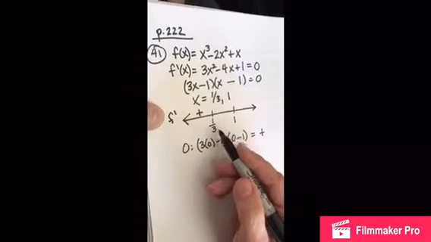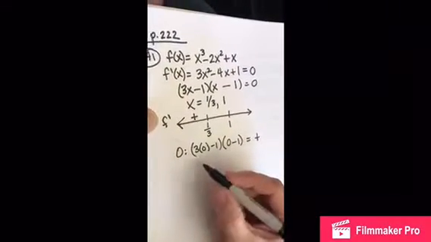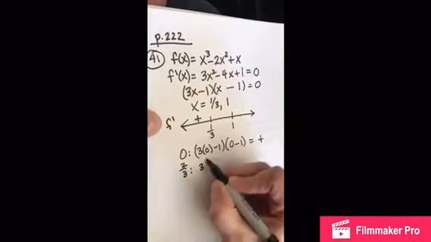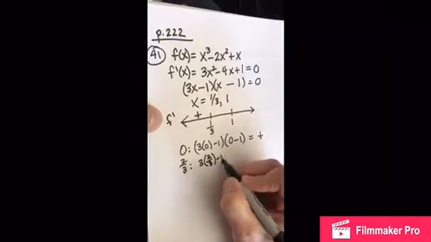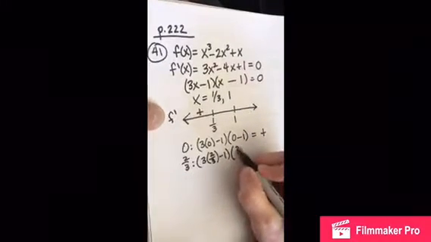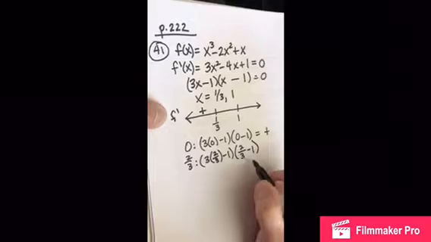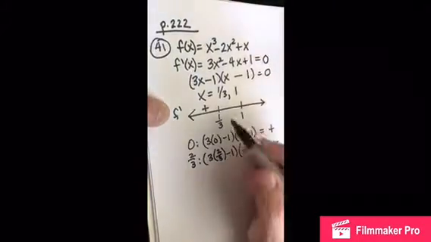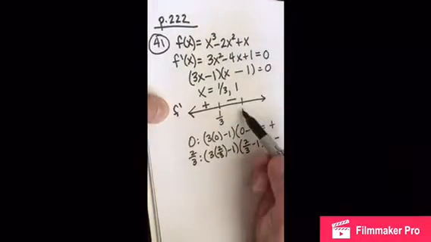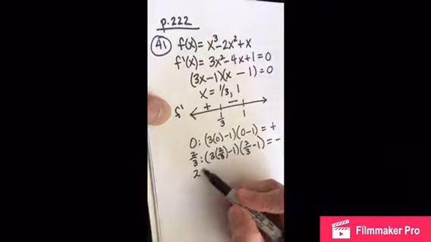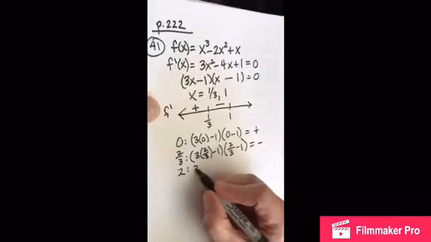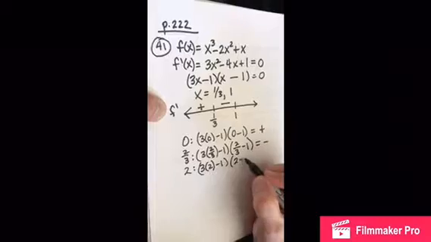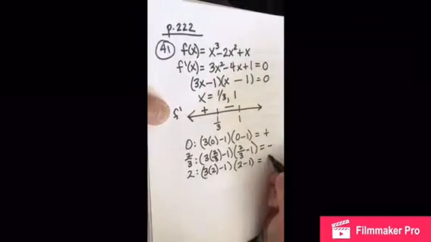If we test something in between 1/3 and 1, maybe a 2/3, then we have 3 times 2/3 minus 1 times 2/3 minus 1. This would be negative, this would be positive, so the product would be negative. If we test something to the right of 1, say a 2, then we would have 3 times 2 minus 1 times 2 minus 1, which would be positive.